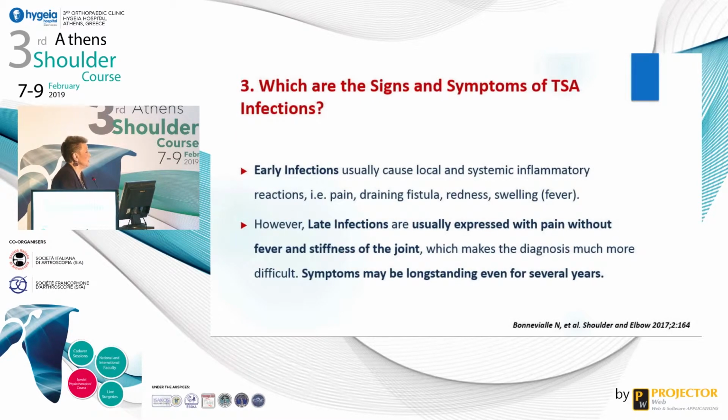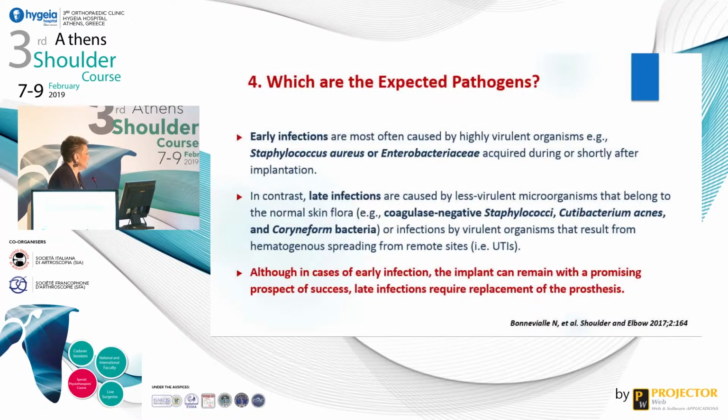Which are the symptoms and signs? Early infections usually cause local and systemic reactions like pain, draining fistulas, redness, and swelling, and of course, if you are dealing with a draining fistula, then you have to go on and operate the patient. However, late infections are usually expressed with pain, without fever, and stiffness of the joint, which makes the diagnosis much more difficult. Symptoms may be long-standing, even for several years, and therefore could be misunderstood.